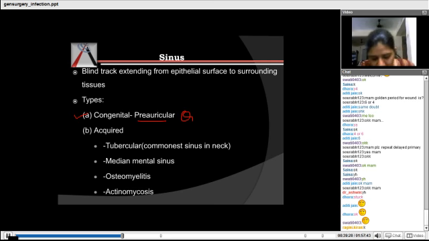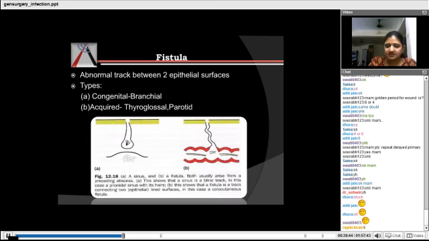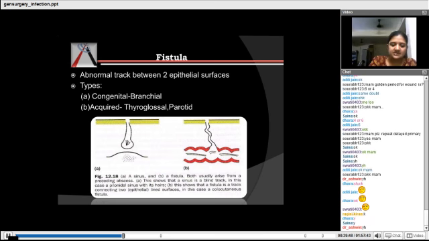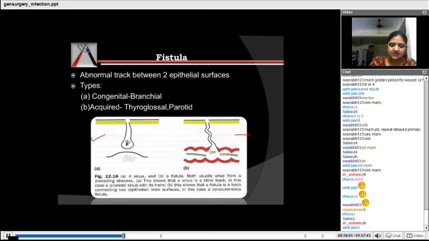There are different reasons for acquired sinuses. Tubercular is the common one, and tubercular sinuses are common in the neck. MCQ again. Median mental sinus, osteomyelitis, actinomycosis, all of these can cause acquired sinuses. All of you know what a sinus is, right? You can see a diagram here. Diagram A is a sinus.